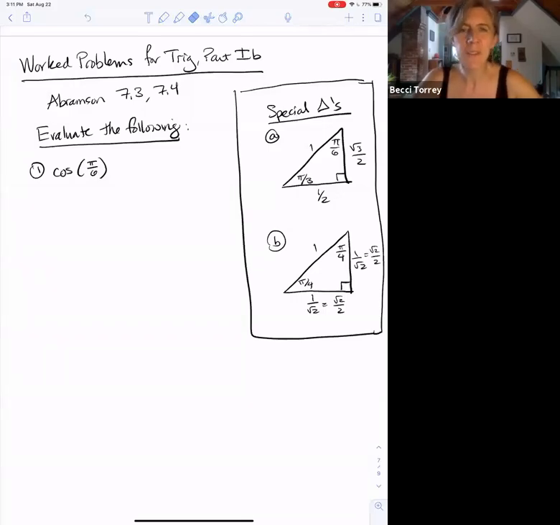Hi everyone, we're going to work through some problems on trig from Abramson sections 7.3 and 7.4. In particular, we're going to work through some problems that will show up on your Friday assessment, these kinds of problems. We're just evaluating trig ratios at special angles or angles within families of our special angles. I'm going to show you the way I do it.